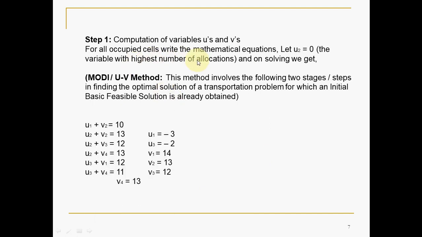The step 1 is here. So u1 plus v2, u2 plus v2, u2 plus v3, u2 plus v4, u3 plus v1. Okay, all this. Now you have to compute these u's and v's. That's why it's called the UV method.